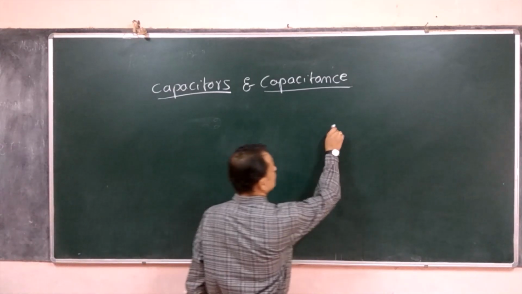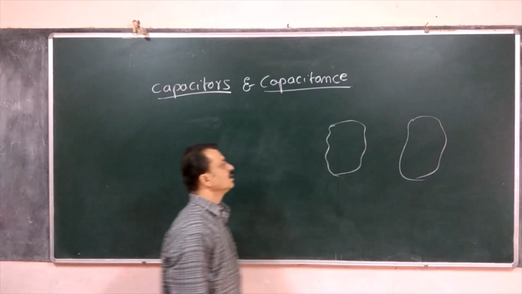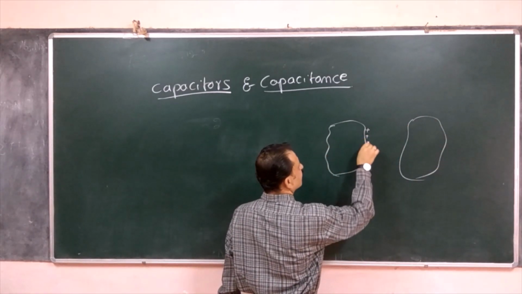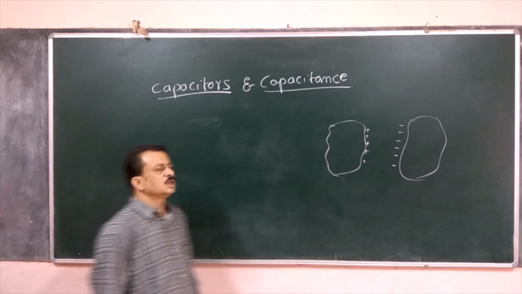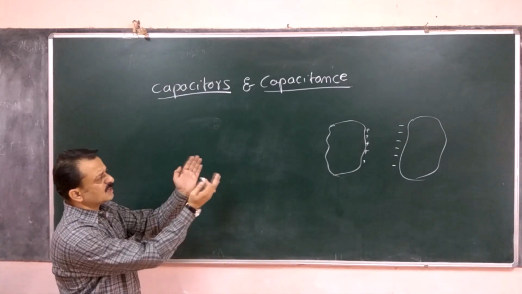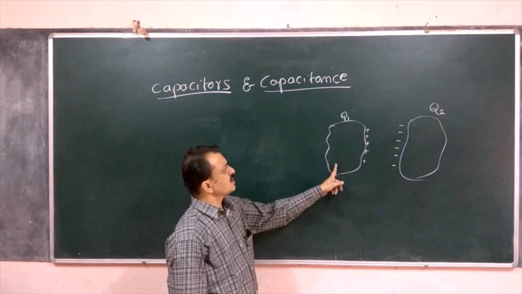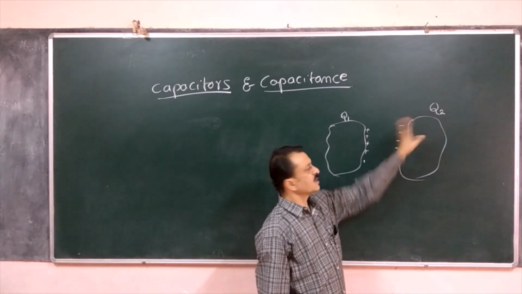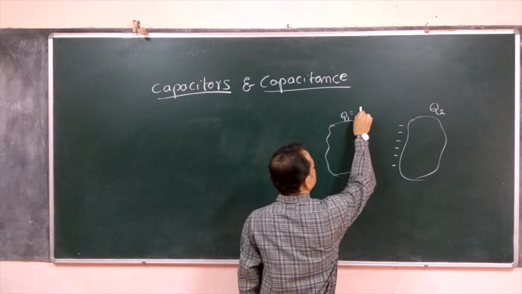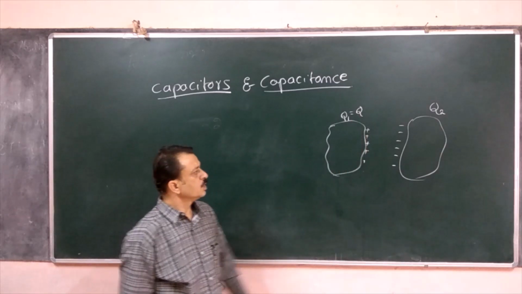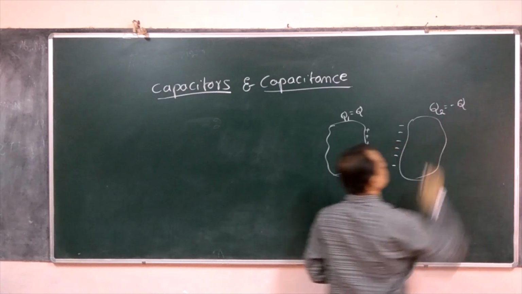The two conductors: if I write one conductor like this, and here is another conductor. One conductor is positively charged and the other is negatively charged. They are separated by a certain distance. That system constitutes a capacitor. The charge on the first conductor is Q1, and on the second conductor is Q2. Since here the charges are positive, I will take it as plus Q, and in this conductor the charges are negative, so I will take this as minus Q.